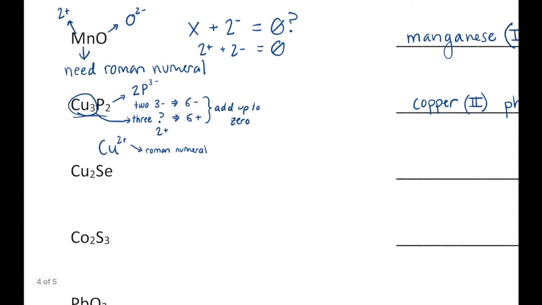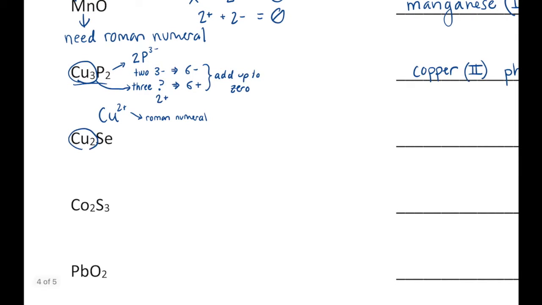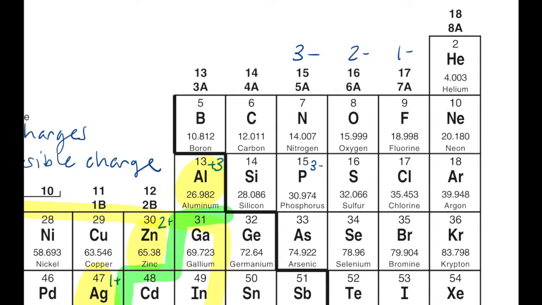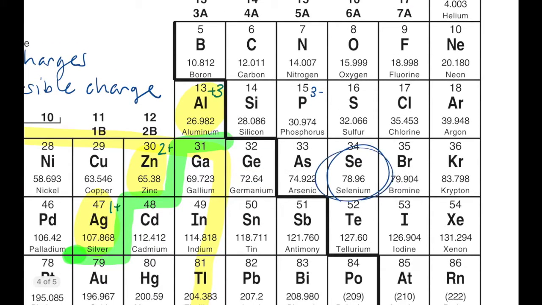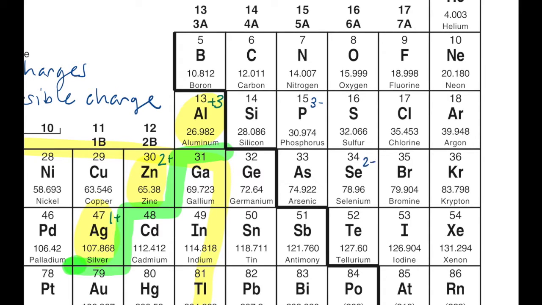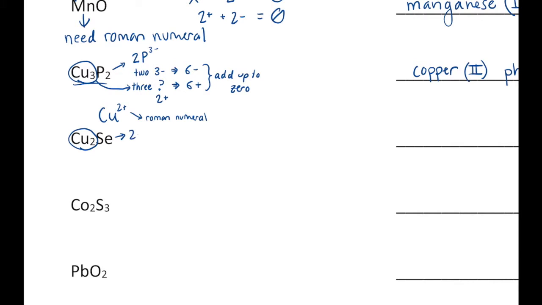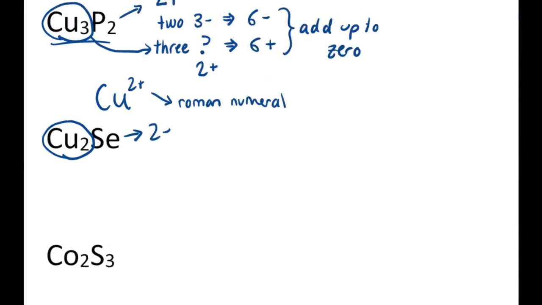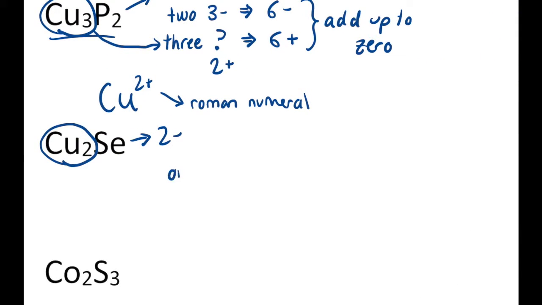Okay, next example. We have this Cu2Se. We know Cu means copper, but we still don't know the charge. Se is selenium, so we're going to look for that in the periodic table. Se right there. It's in group 6A, so we know it has a 2- charge. So we can use that to help figure out the Roman numeral of Cu here. So Se is 2-. There's only one of these 2- here. So that's an overall negative charge of 2-.